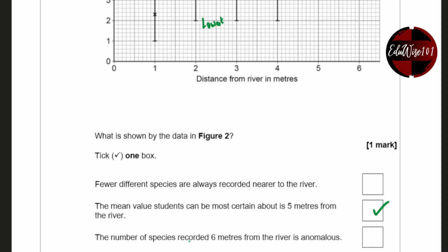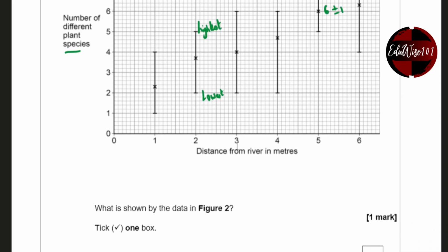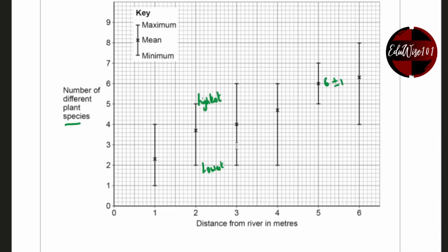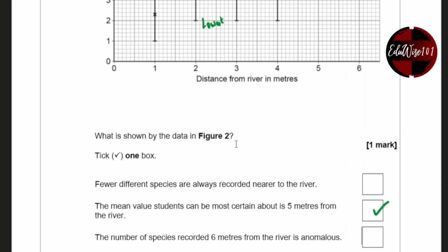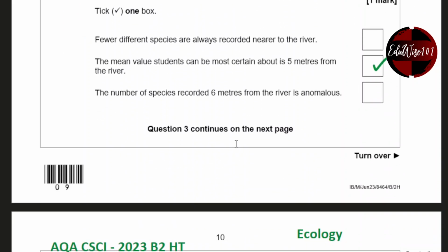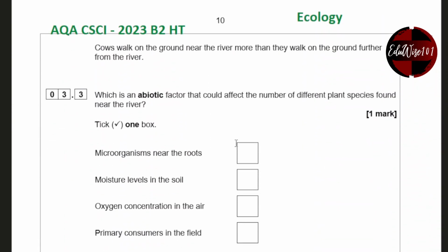The number of species recorded 6 meters from the river is anomalous. At 6 meters, we don't really know that because we've only got one set of data. And it can't be anomalous because it's something that's randomly occurring. Plants are growing according to nature's way. Cows walk on the ground near the river more than they walk on the ground further from the river.